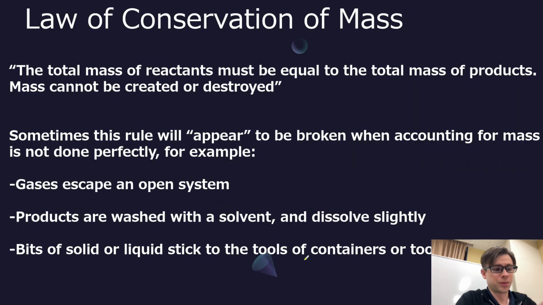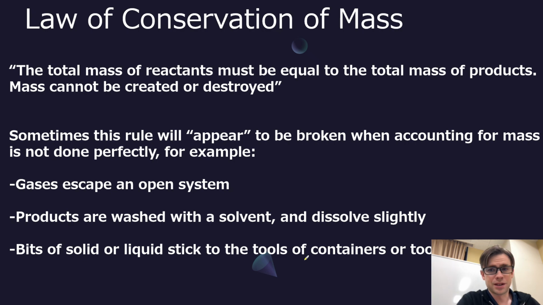If you've done any kind of lab reports in your class already, you probably have come across this, but I'll remind you, the law of conservation of mass is a thing that exists. Total mass of reactants must be equal to the total mass of products in a chemical reaction. Mass cannot be created or destroyed, can't suddenly disappear. But sometimes this rule will appear to be broken when accounting for mass is not done perfectly. So you might calculate that you should get 5 grams of something, but when you go to measure it, you get 4.87. Well, what happened to those other 0.13 grams?